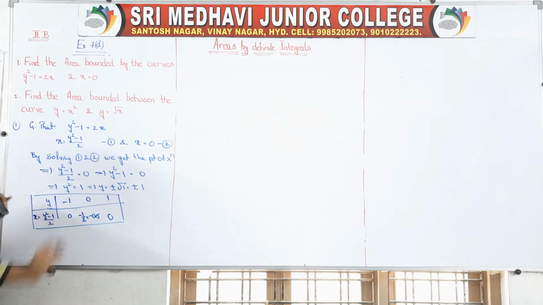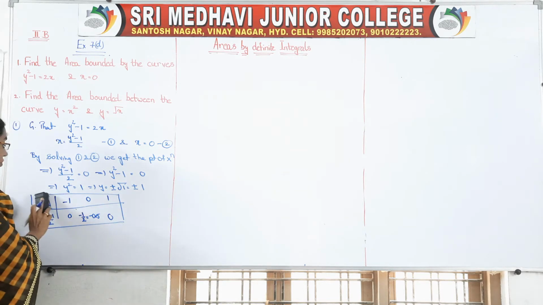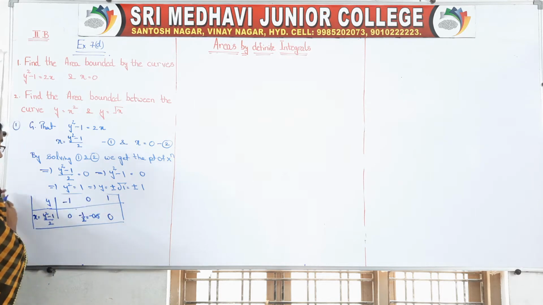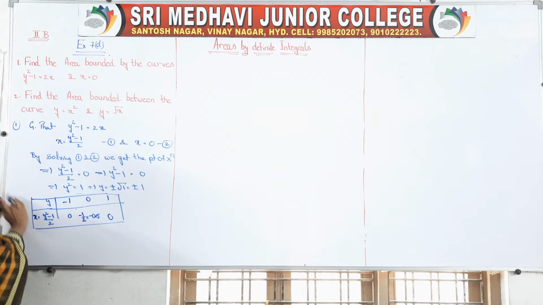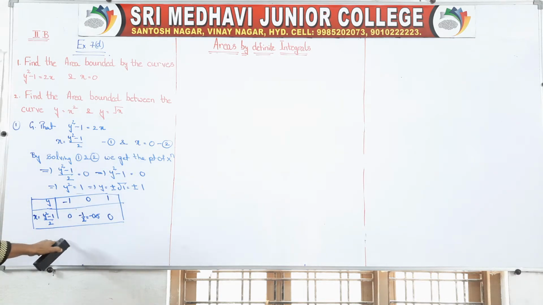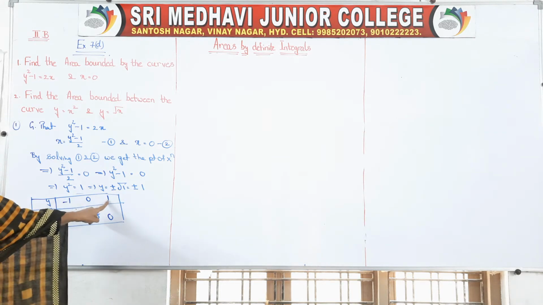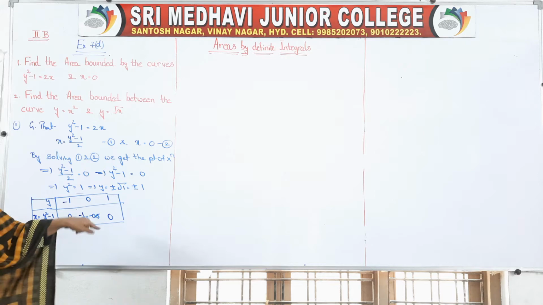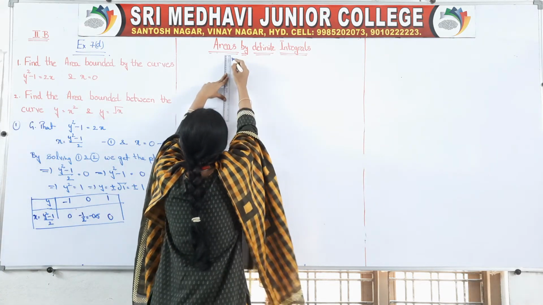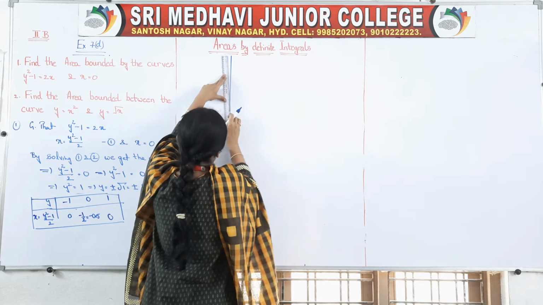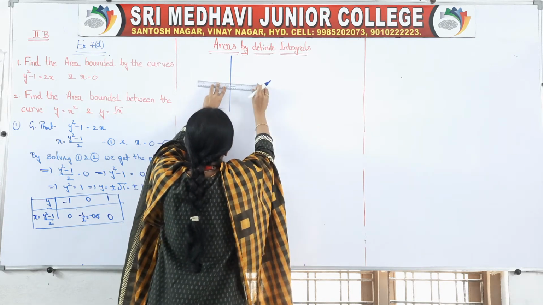So this is your table. Now if you observe this, we can easily draw the diagram for this table. On the y axis we have minus 1 to 1, and on the x axis minus 0.5 is there. So we will construct the diagram for that.